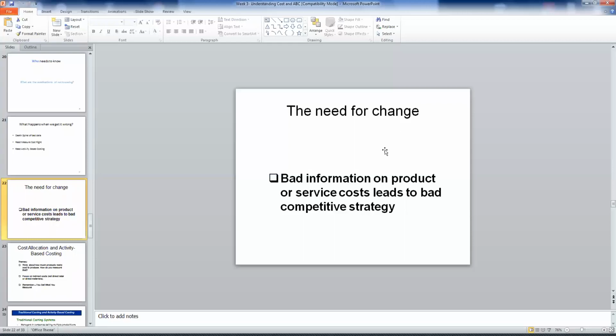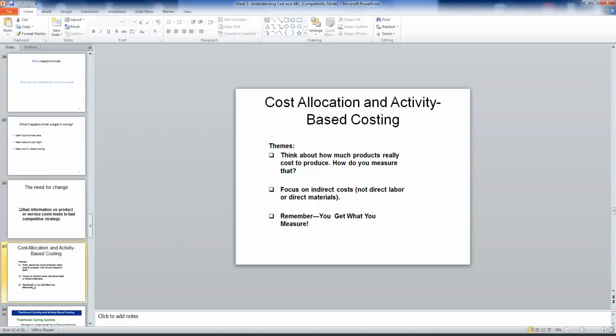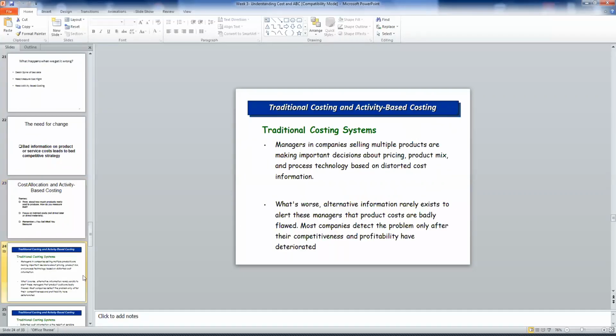So to reiterate, bad information on product or service cost leads to a potentially bad competitive strategy. And if we have a bad competitive strategy, then it's really difficult to be successful, and we certainly open up the door for our competition. So the themes of activity-based costing: think about how much products really cost to produce, and focus on indirect cost. Okay, we need to also get direct labor and direct materials right. Okay, so let's take a look at traditional costing systems.